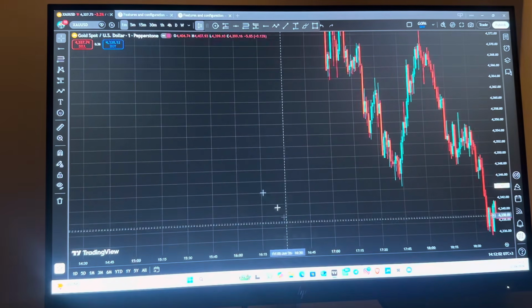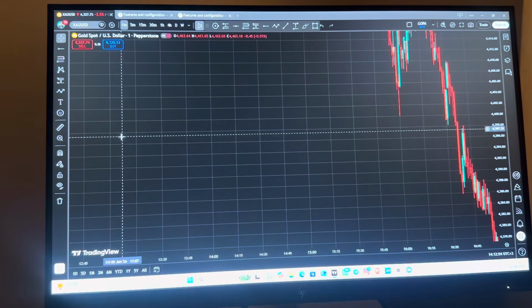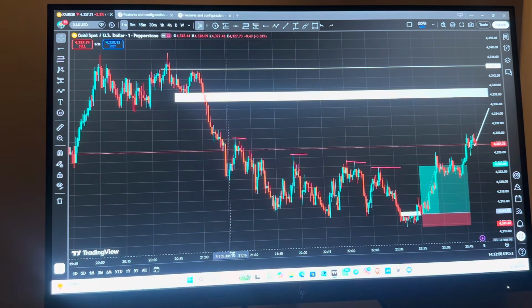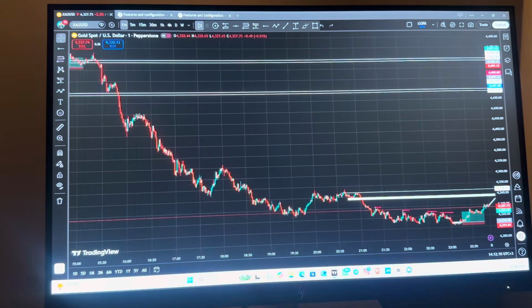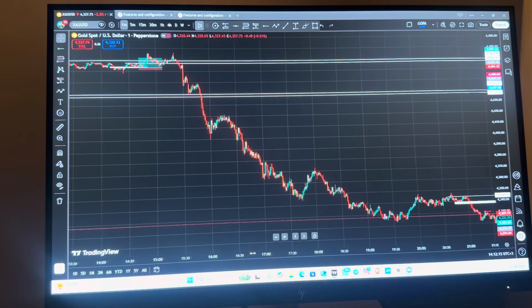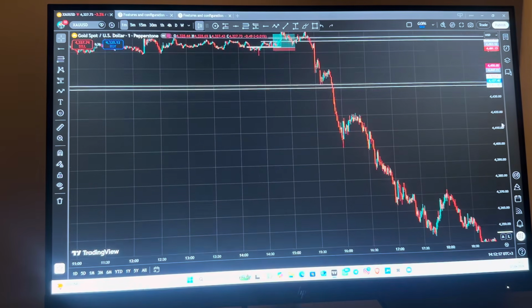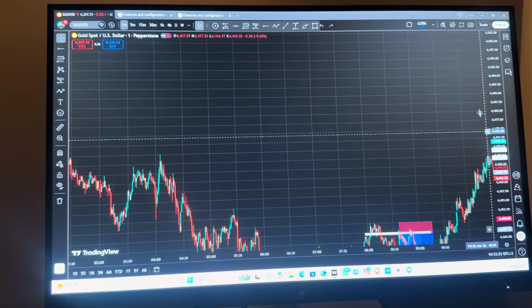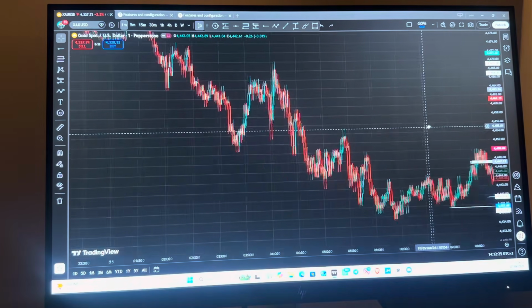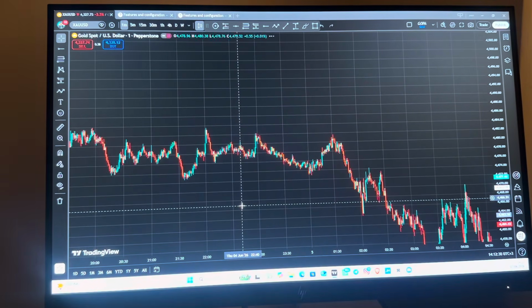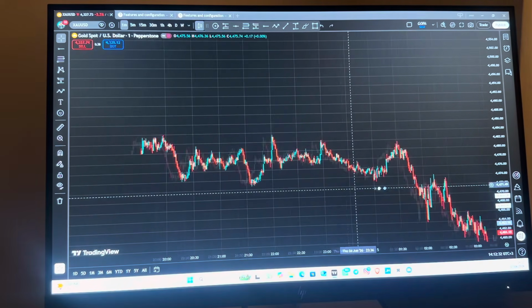Let me look for another entry. But for you to get the correct, accurate entry, you must flow with the trend of the market. Reversal is just for scalping. Let me look for another entry. Perfect one.